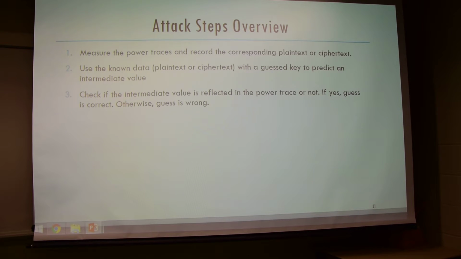So after you understand the DES algorithm, let's talk about the overview of the attack steps. So first, we need to measure the power traces, of course, right? And record the corresponding plain text or ciphertext. That's the plain text or ciphertext corresponding to those power traces. And we need to use the known data with a guessed key to predict the intermediate value in the computation, and check if the intermediate value is reflected in the power traces or not. If yes, that means our guess is correct, otherwise the guess is not correct.